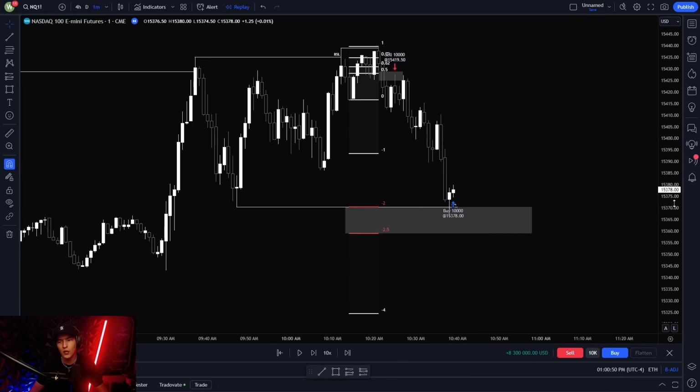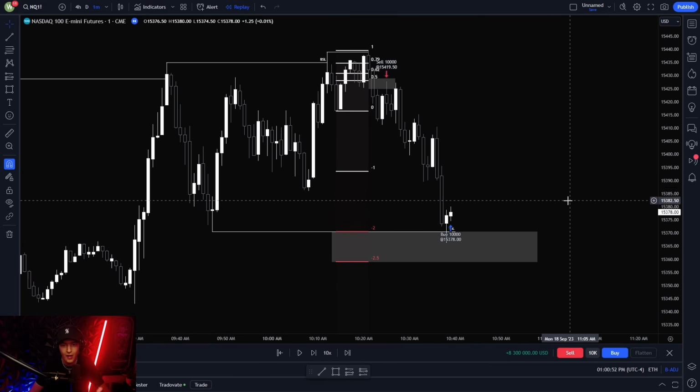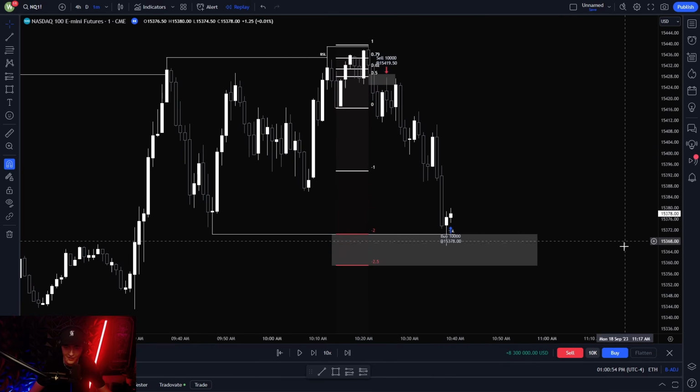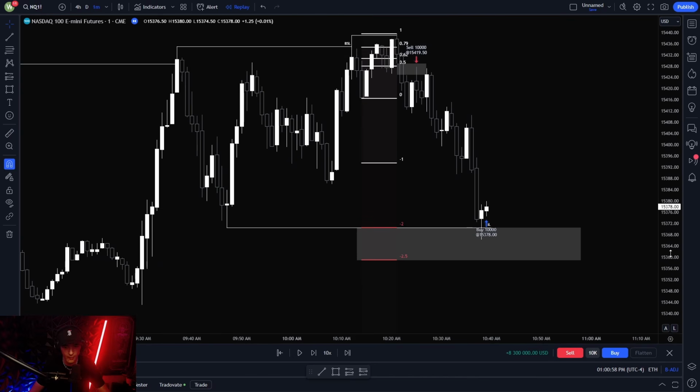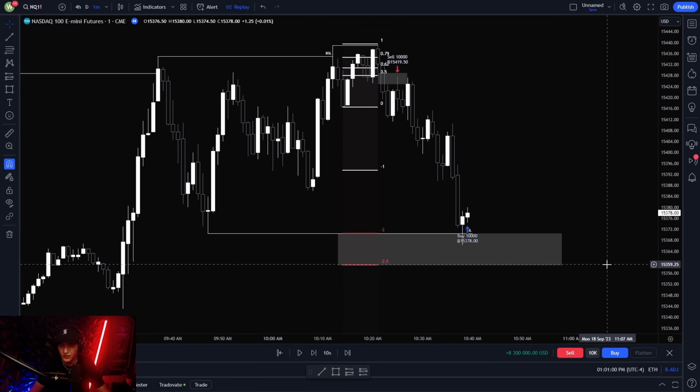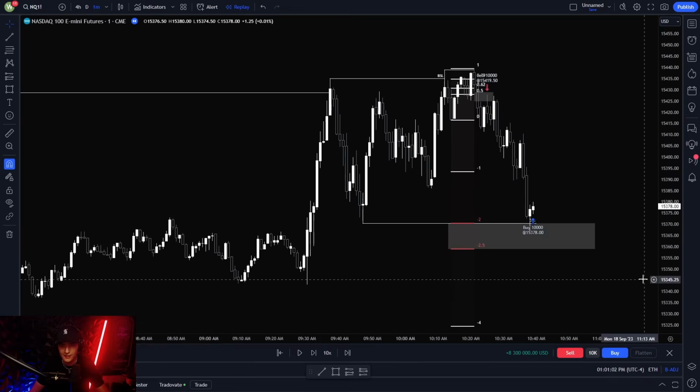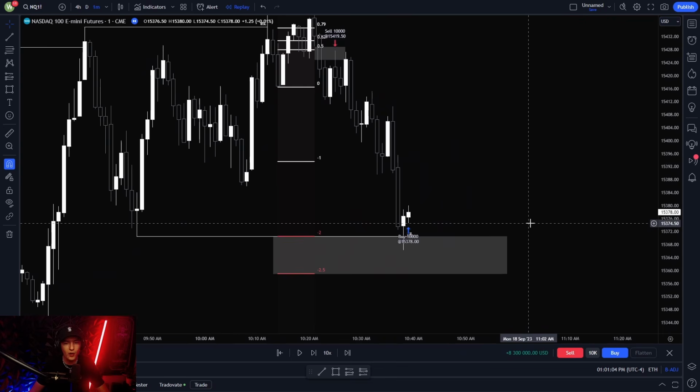Now, notice when you start to align this with overall ICT concepts and ICT biases, we have now just swept internal sell side here as well. So am I really looking to let this run any further? Not really. My target here has now been met. So what is an opportunity that I can now take a trade off of?